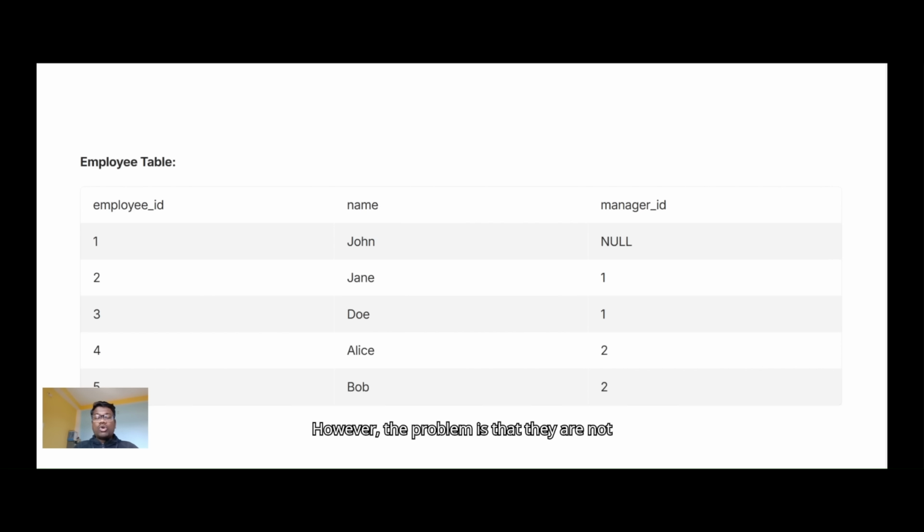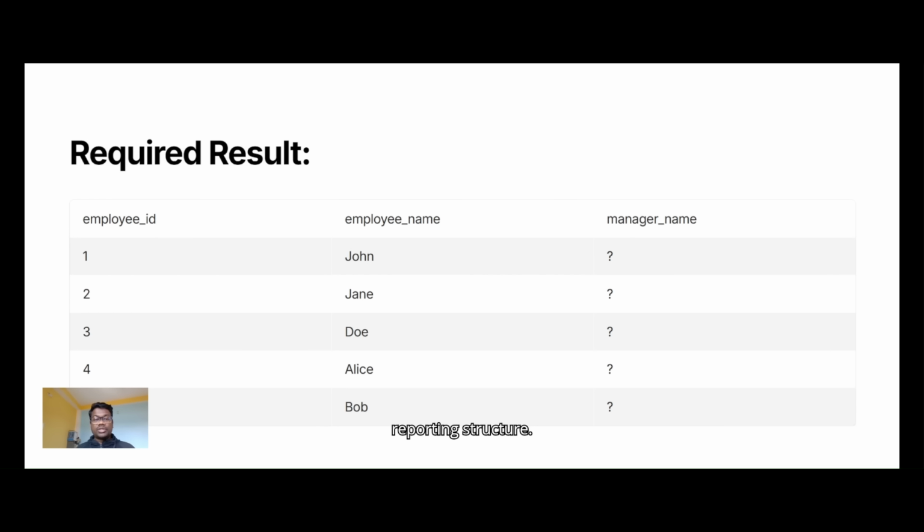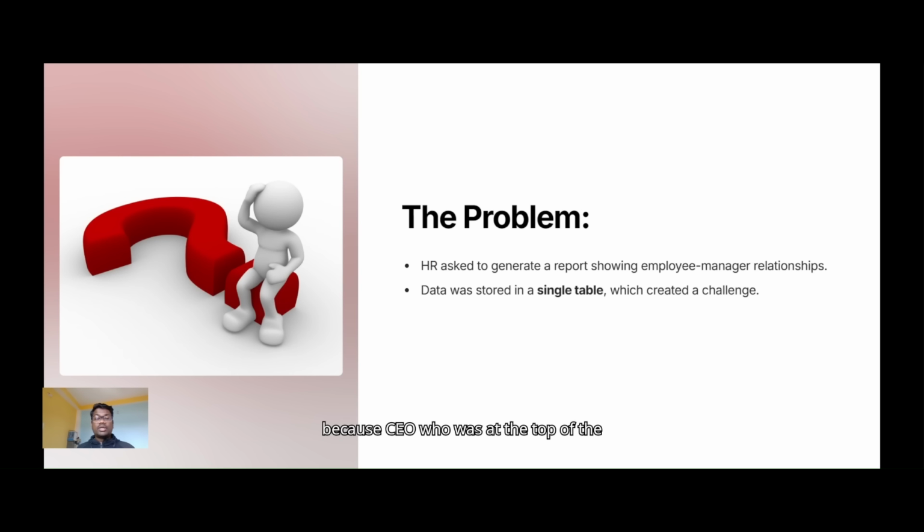However, the problem is that they are not in separate tables. So it would have been much easier for me if I had a different table for managers and a different table for employees. But since they were in the same table, it was a bit tricky to figure out the reporting structure. So the challenge was that I needed to create a report where for each employee, I could see their name and their manager's name. The problem was even more complicated because the CEO, who was at the top of the hierarchy, had no manager. So how did I solve it?